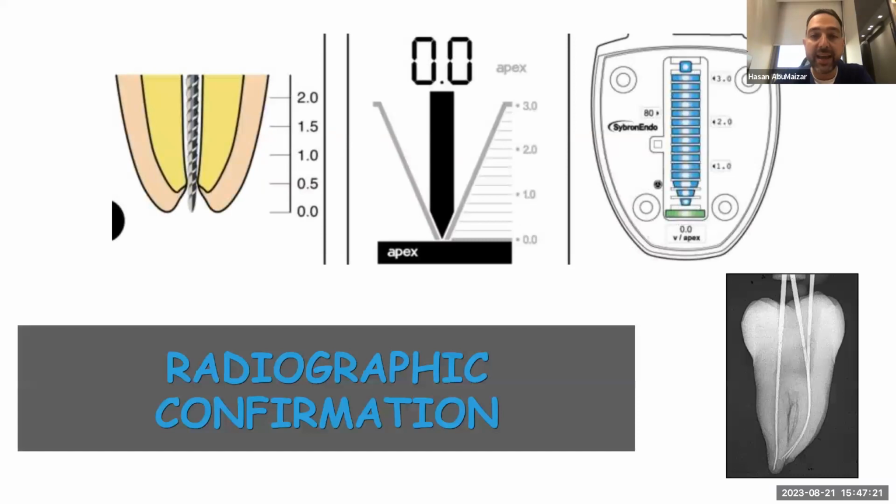And then afterwards, we take a radiograph to confirm that we are around the length. And even on the radiograph, if you were 1-2 millimeters short, or 3 millimeters short, but the apex locator is giving you that reading, rely on the apex locator reading, because as we've seen before, there are some cases where the radiographic apex does not coincide with the apical constriction.